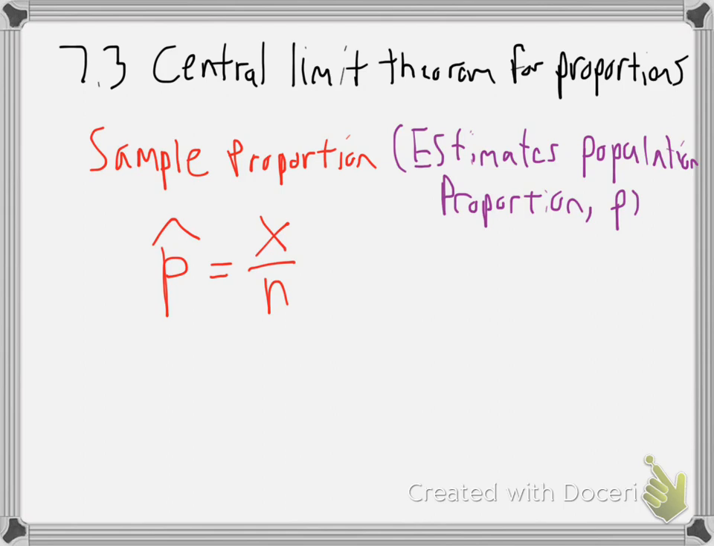We're on to 7.3, which is our last section for the second exam. It's called the central limit theorem for proportions. Okay, so the last central limit theorem that we talked about was for means. Means come from quantitative data. When you have numbers, the easiest statistic you can take is the mean.